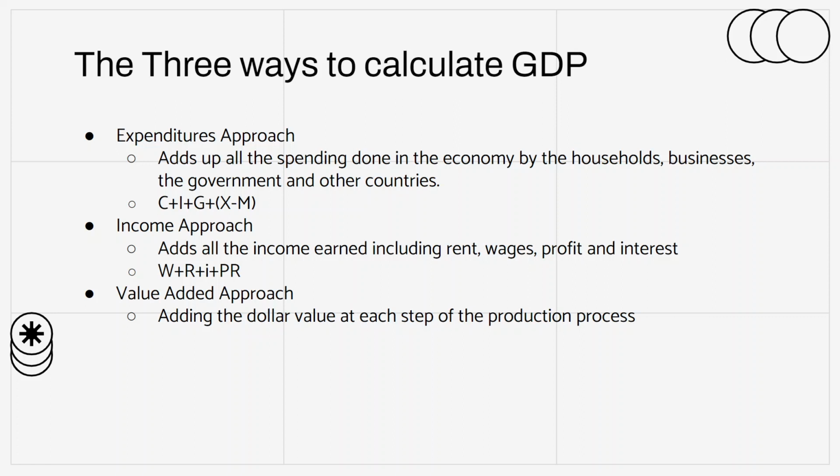For example, if you were making a car, the expenditures approach would just add it in when someone buys the car. For example, I go and buy the car, and it would just add that as consumer spending. The value added approach, however, will add every step of that. For example, when companies make the tires and the body of the car, each step that gets added on, they keep adding the value. The most common approach that economists use to calculate GDP is the expenditures approach, which is on the top over here.